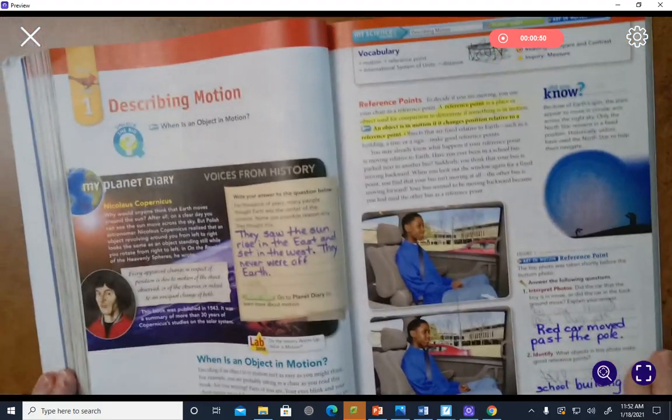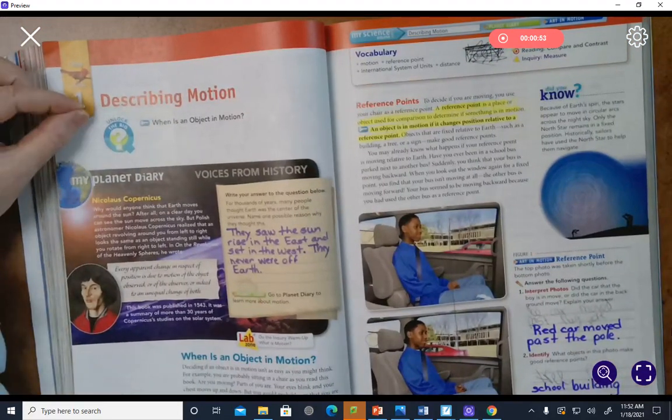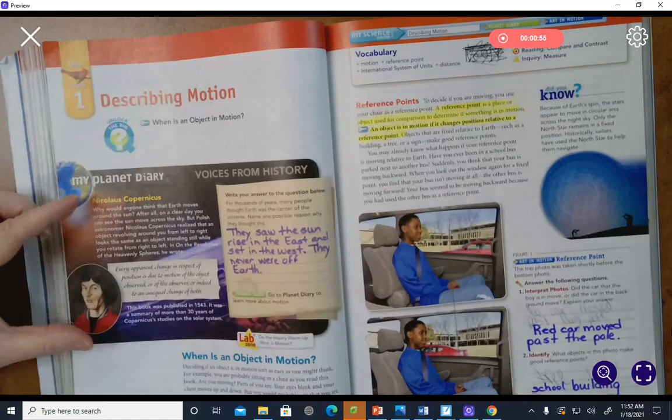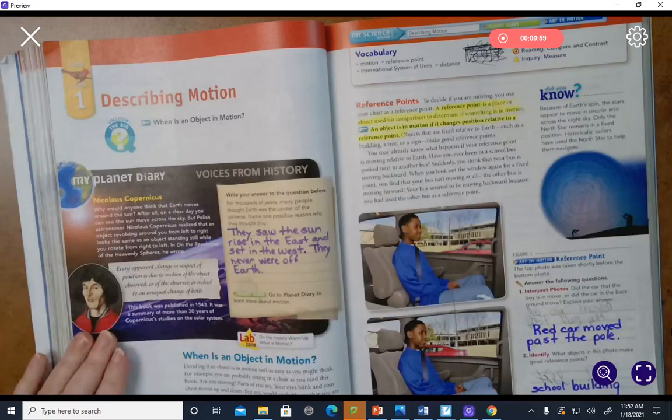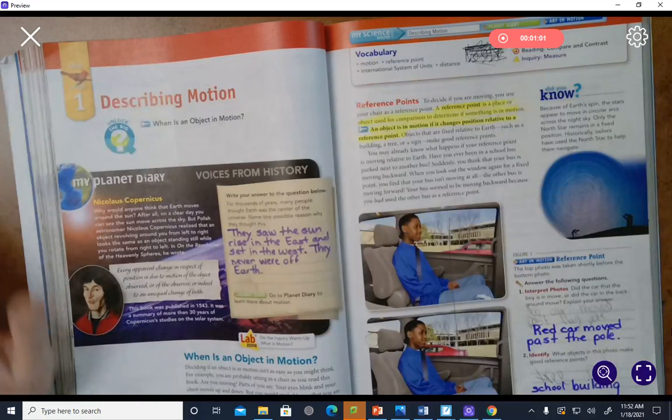Okay, so when we started, you guys read about describing motion, and we read about the Polish astronomer Nicholas Copernicus. He's considered the father of astronomy. He was the very first guy that said, you know what, I don't think Earth is in the middle. I think we're going around the sun.